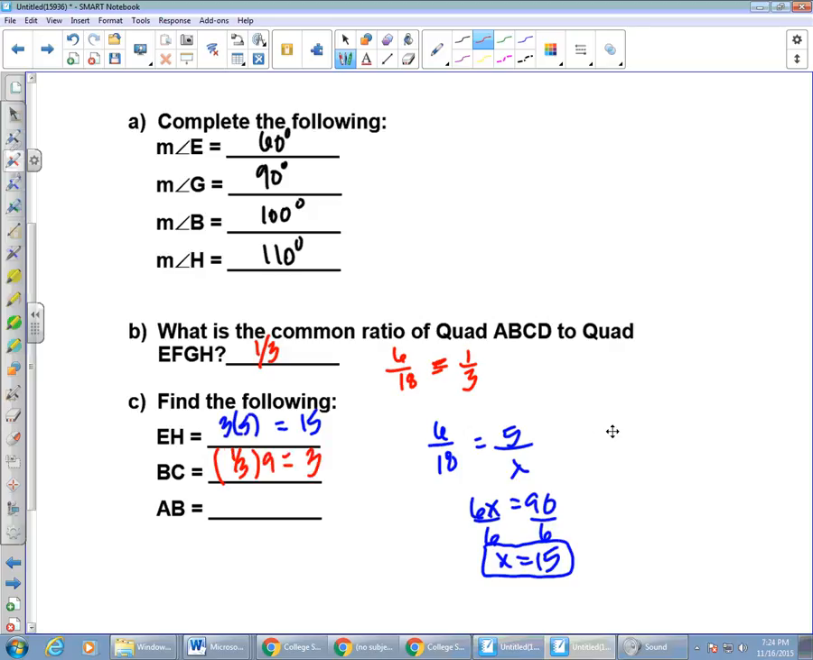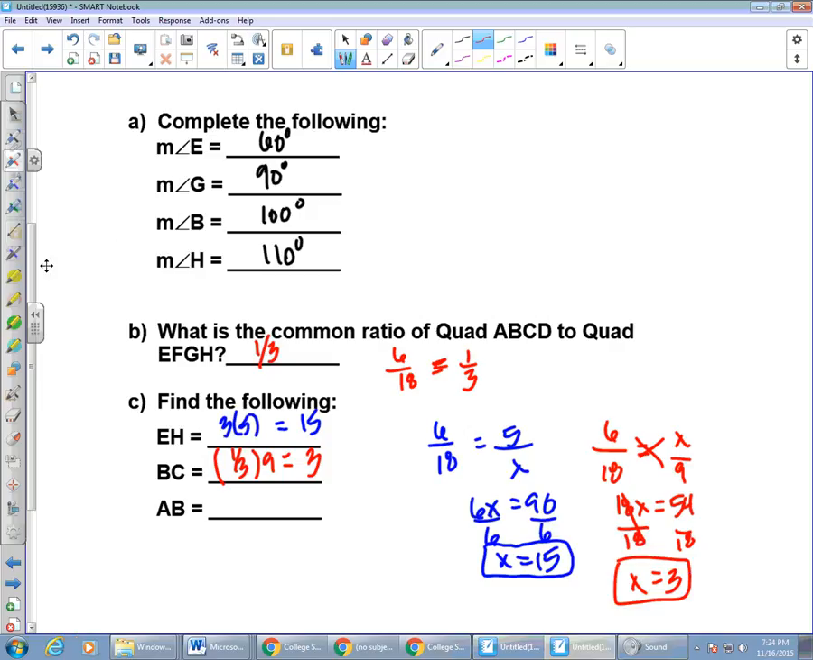So 1/3 times 9 is just 3. Here again, if you want to set up a proportion, 6 over 18 equals x over 9. Cross multiply: 18x equals 54. Divide both sides by 18. 54 divided by 18, x equals 3.